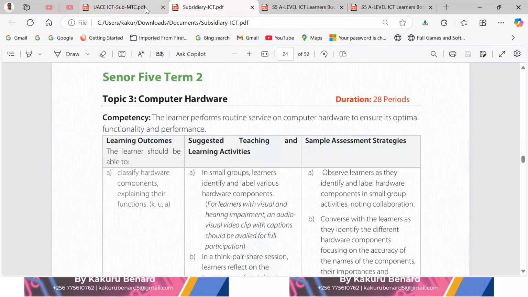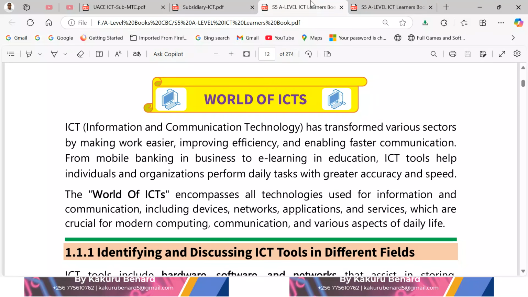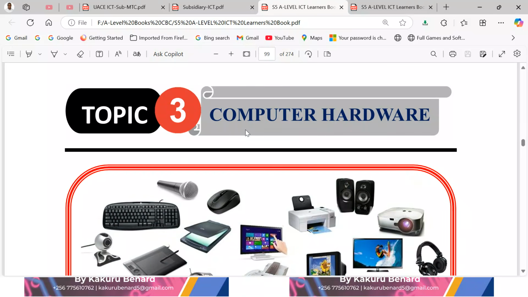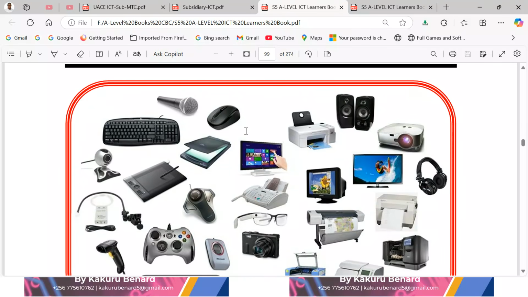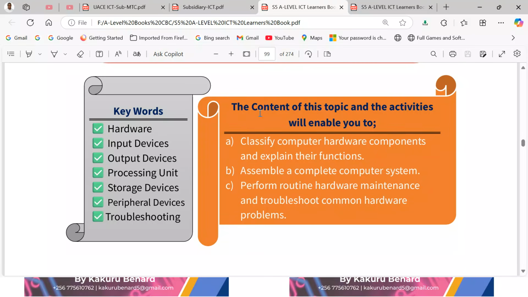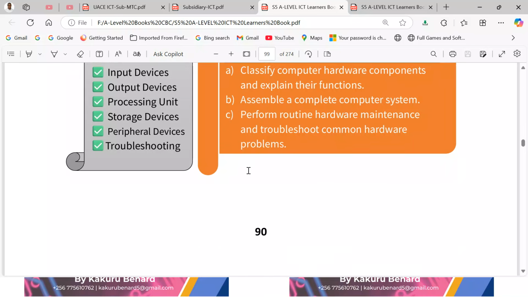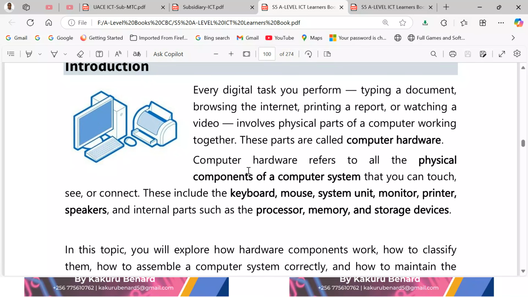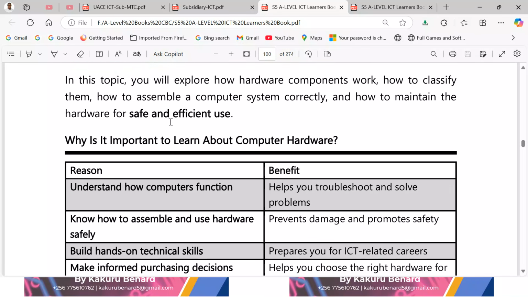Now, when I go back, for example, to the topic of computer hardware, let me also take you to that topic. You look at how this topic has been organized. Computer hardware, topic 3. Here we go. The keywords are here. The learning outcomes are also well spelled out. Then from there, we begin with the introduction.